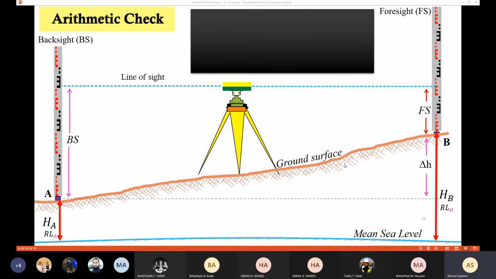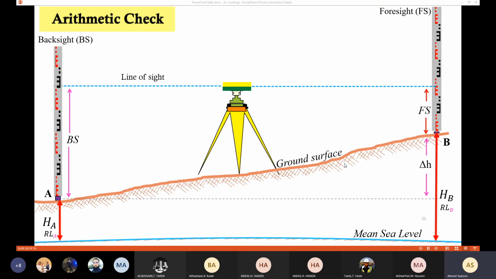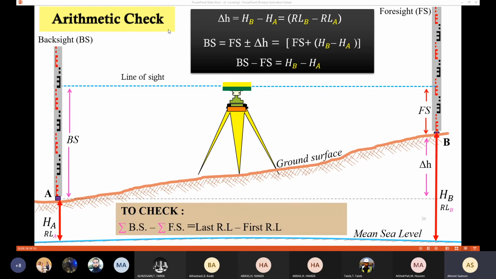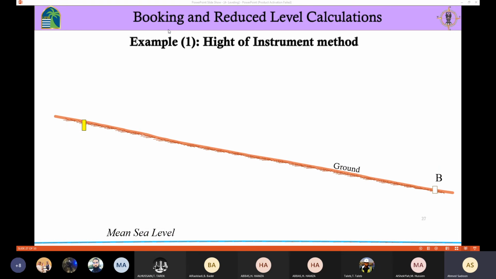We need to solve an example, but before that, I'm going to solve the example and then get back to the arithmetic check. The arithmetic check is a method to help us know whether my calculation is correct or incorrect. After you finish your calculation, you are going to make an arithmetic check. But before that, I'm going to show you this example so that you can understand the idea perfectly.